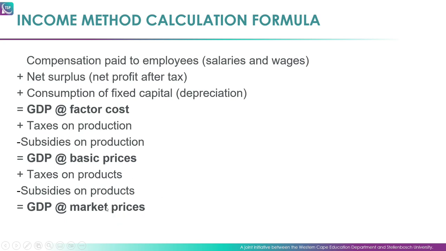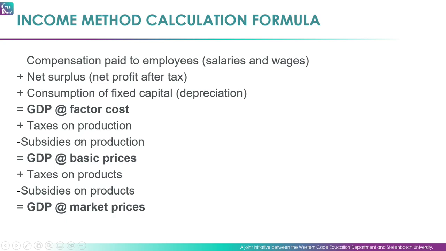It's no different, okay? The difference now lies in that here we've added a GDP at factor cost, which we didn't have with the production method. So your income method is your compensation paid to employees plus the surplus plus the consumption of fixed capital, which will now give us our GDP at factor costs. And then if I want to convert my GDP at factor costs to the GDP at basic prices, I now add taxes on production minus subsidies on production.